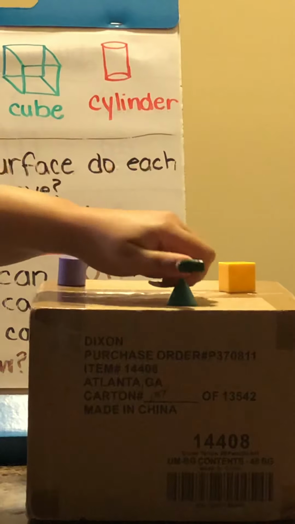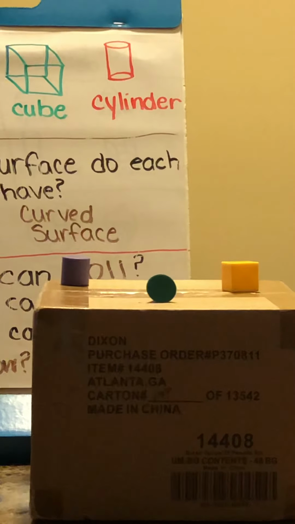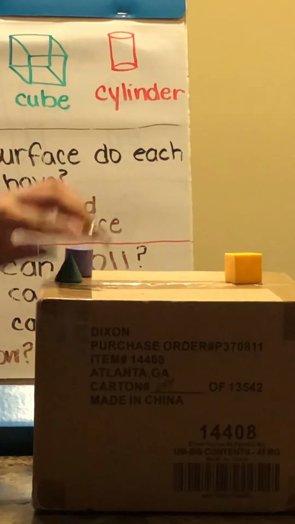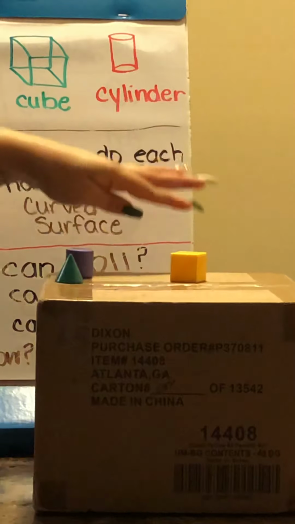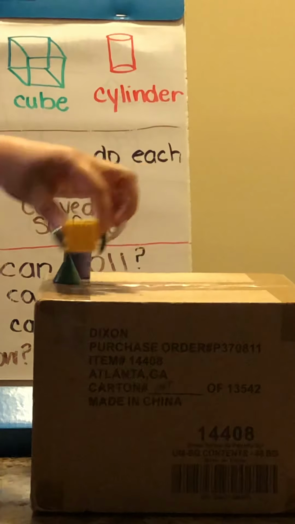How about the cone? Let's see the cone. Can it roll? Yep, it is also rolling back and forth. Whoopsies. And the last one is a cube. Can the cube roll? Nope, the cube cannot roll.